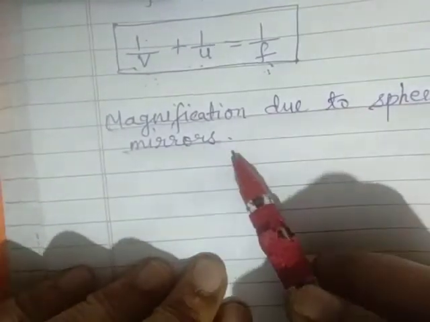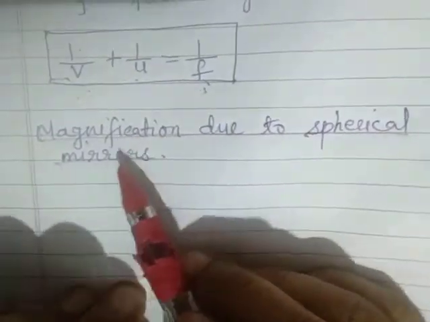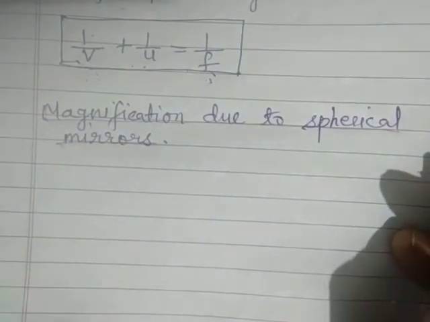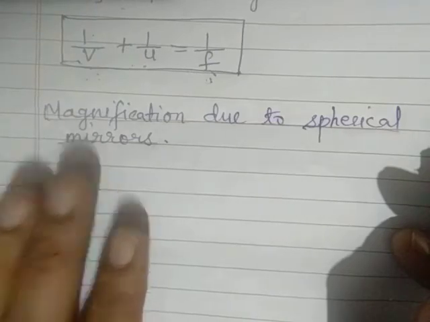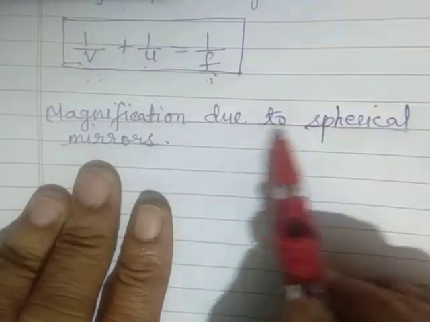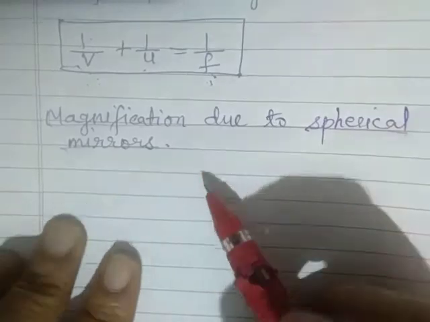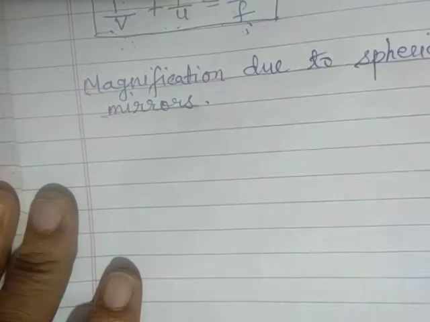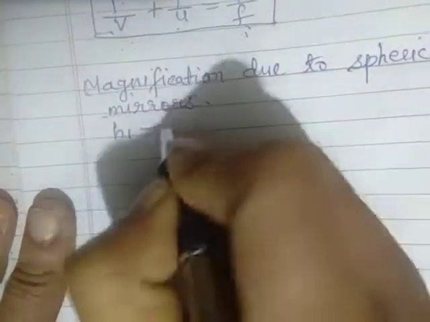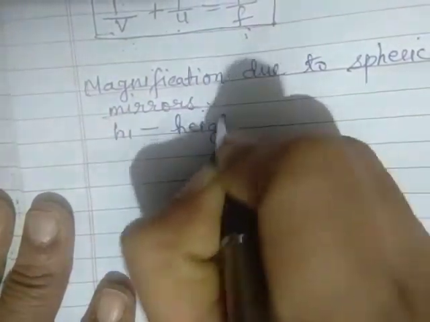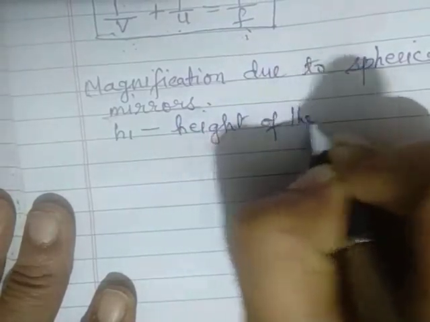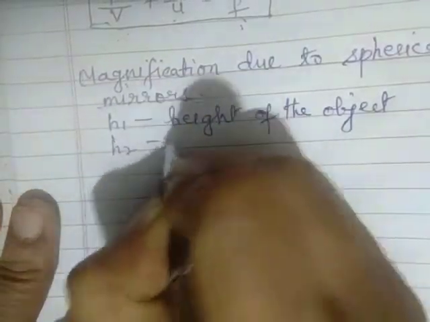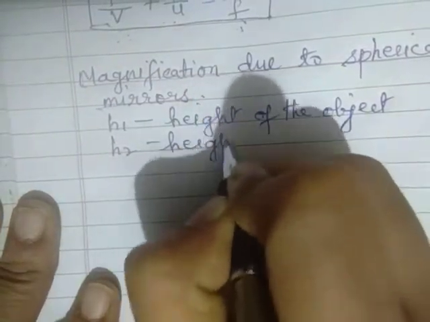Magnification due to spherical mirrors tells us how big or small the image is as compared to the object. That is why we need to learn about magnification due to spherical mirrors. For that we need to know certain symbols again. The symbols are: h1 is the height of the object, and h2 is the height of the image.